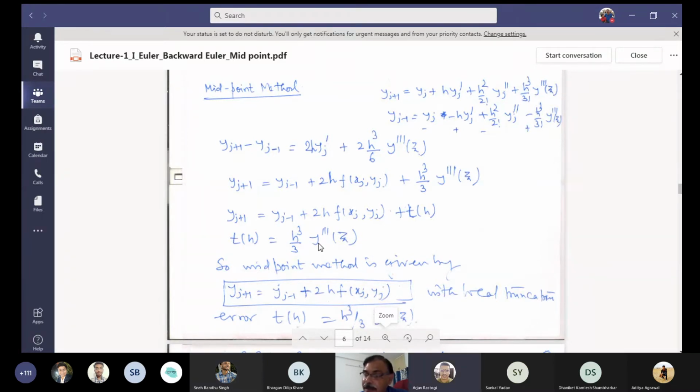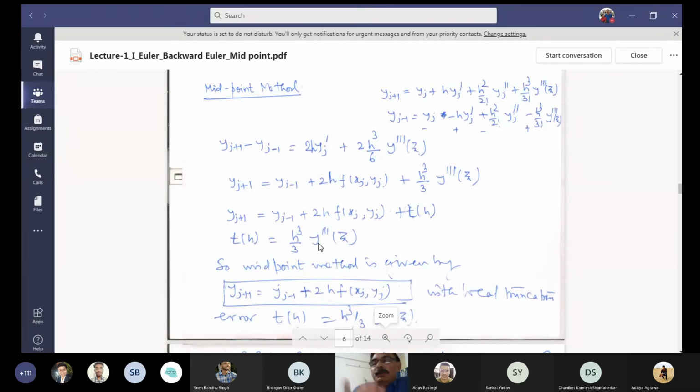Because if h is a small value, then h cube will be smaller than h square, for the same h. So you will commit less error with your midpoint method than with your Euler method. Now is this clear? Yes, sir. Now you can say that the midpoint method is better than your Euler method.